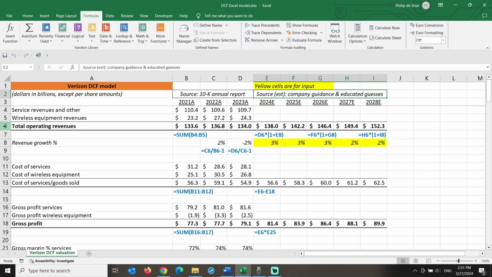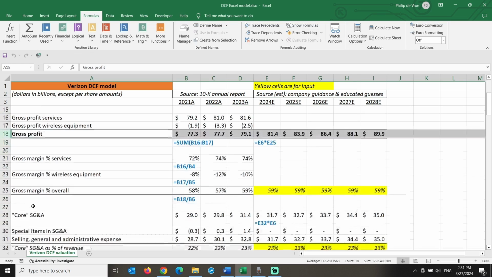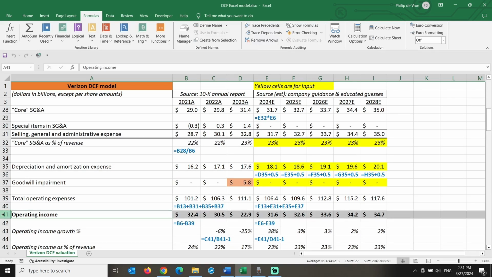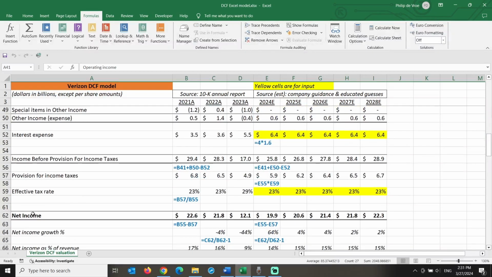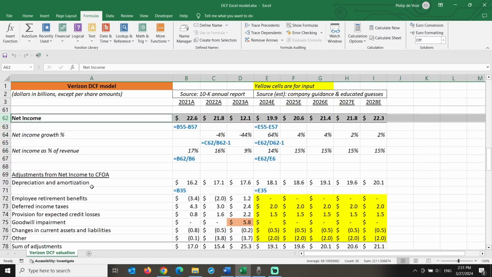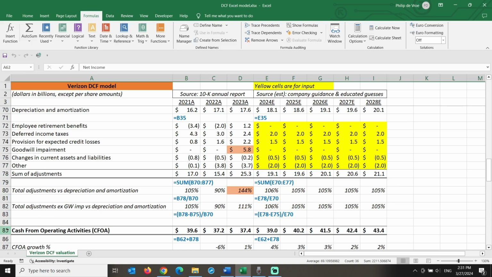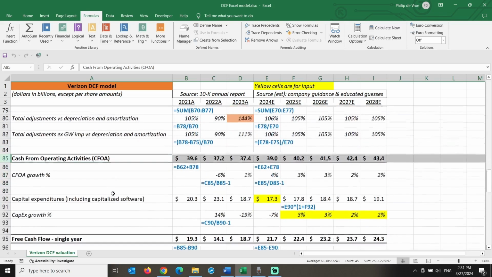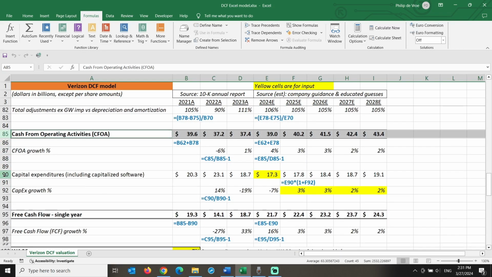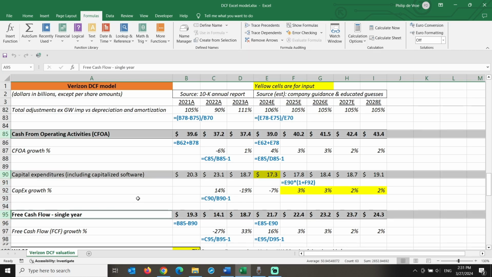We start off modeling the P&L, or profit and loss statement. Revenue, gross profit, operating income, all the way down to net income. Then, using the indirect format of the cash flow statement, it goes from net income to cash from operating activities. CFOA minus capital expenditures equals free cash flow.